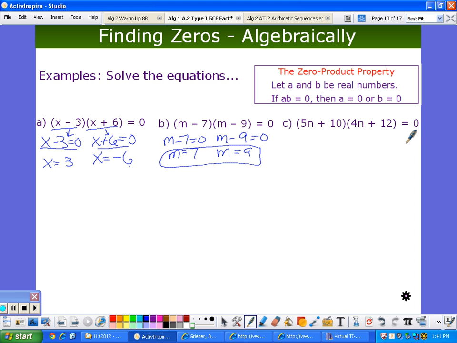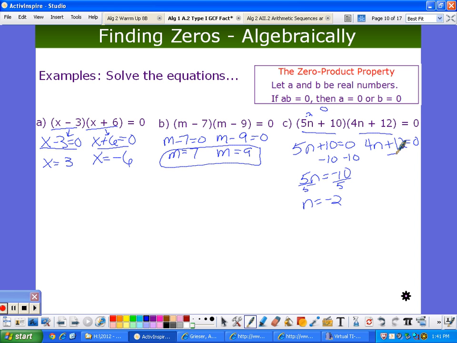These are a little bit harder to see when I look at this example. So just go ahead, do the same thing. Set each factor equal to 0, and then solve each equation. This equation is slightly difficult, but not terrible. Subtract 10 from both sides. Divide by 5. N equals -2. And look, if I plug -2 in here, 5 times -2 is -10, plus 10, 0.